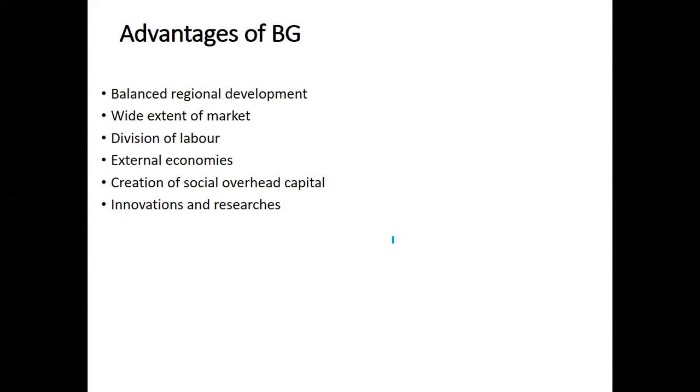And what are the advantages of balanced growth rate? Here we list out certain advantages. We don't explain each advantage in detail, but we just list them. It is essential for balanced regional development. It widens the extent of the market. It results in division of labor. It results in what is called external economies of scale, and it creates a lot of social overhead capital in the economy, and it finally leads to innovation and research.